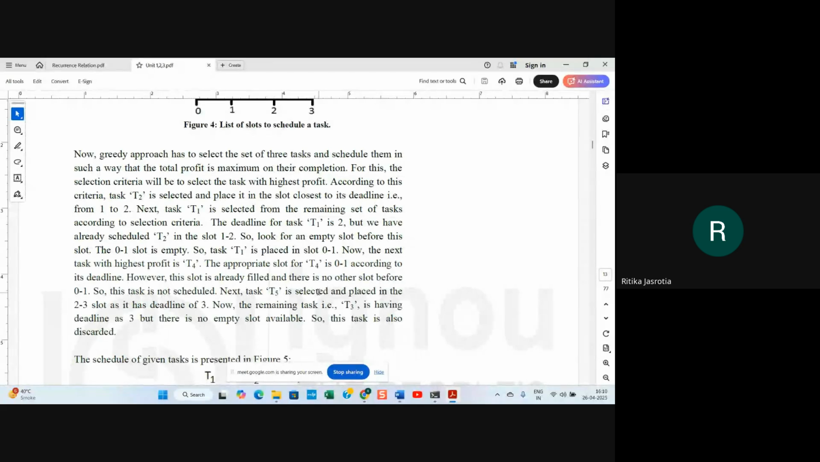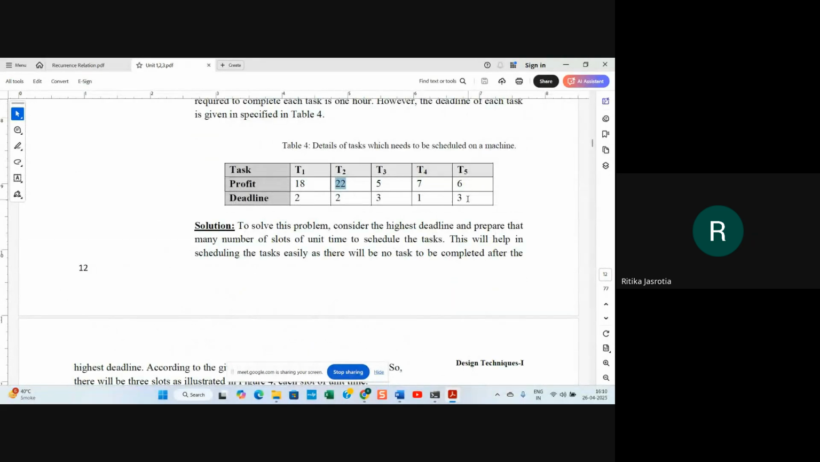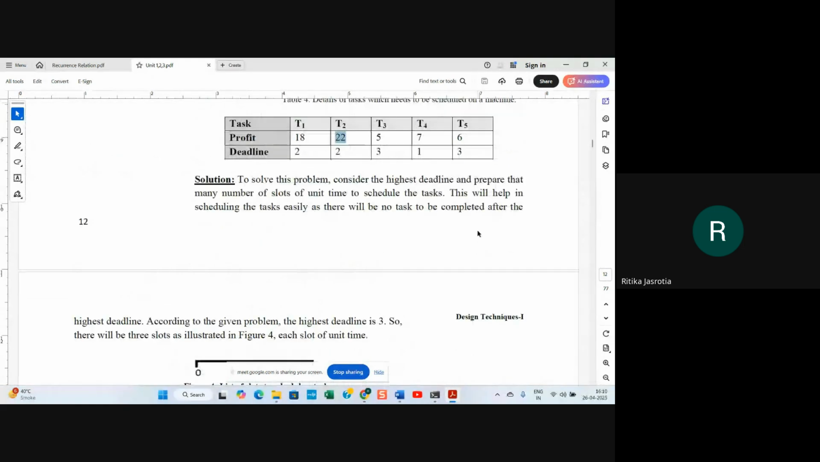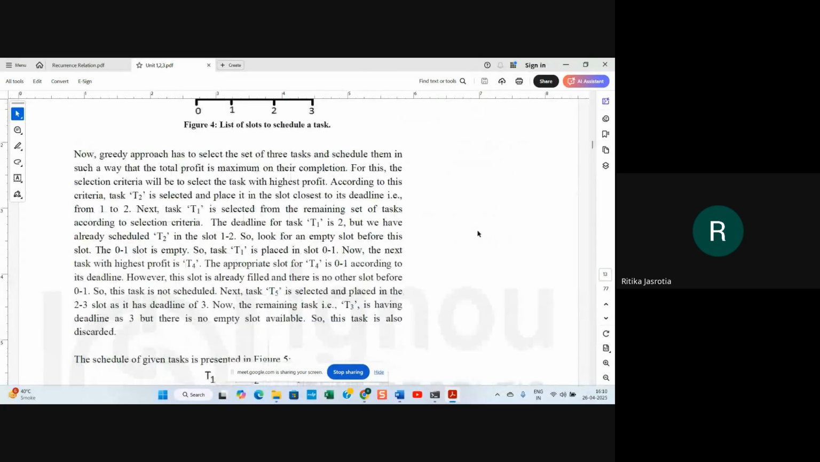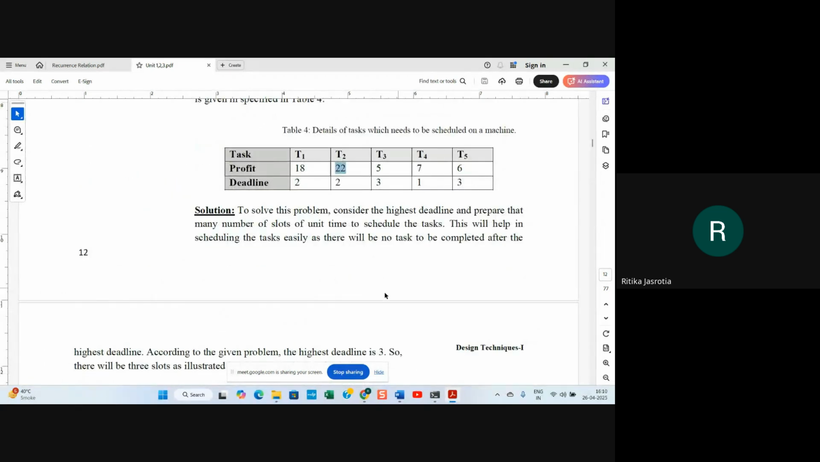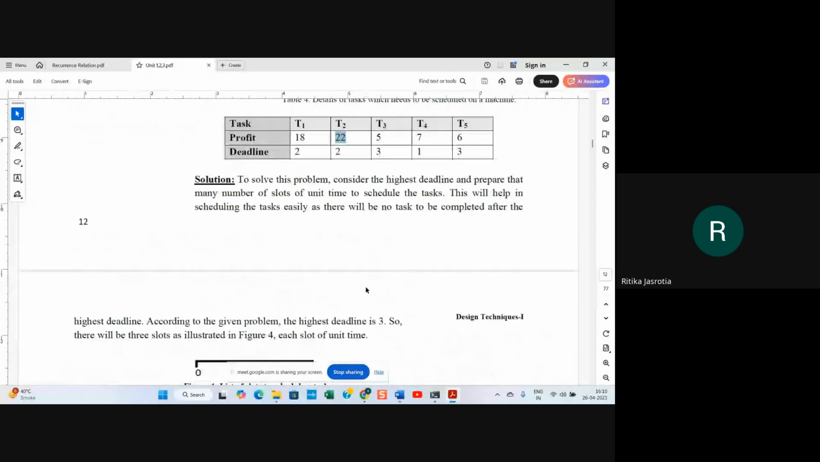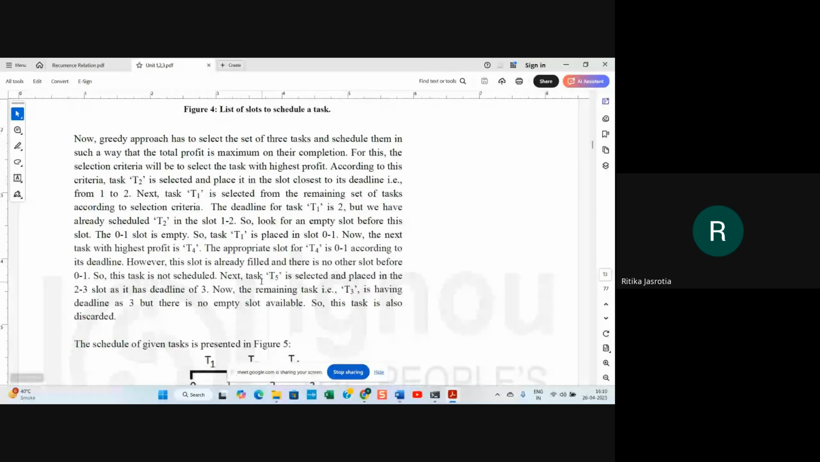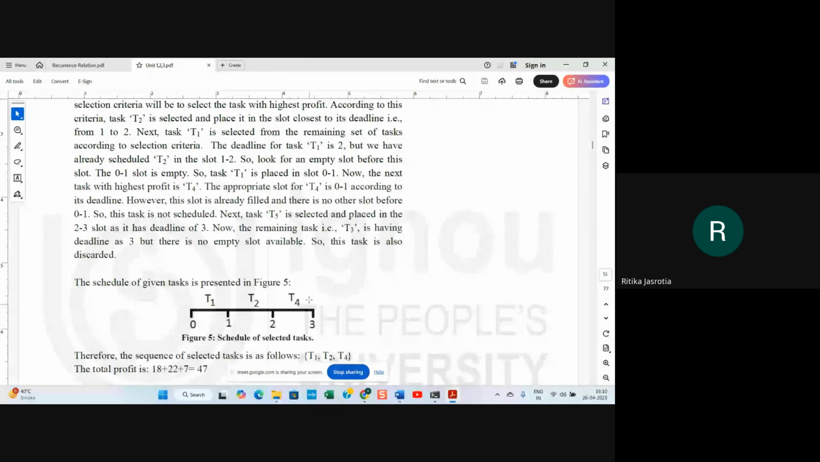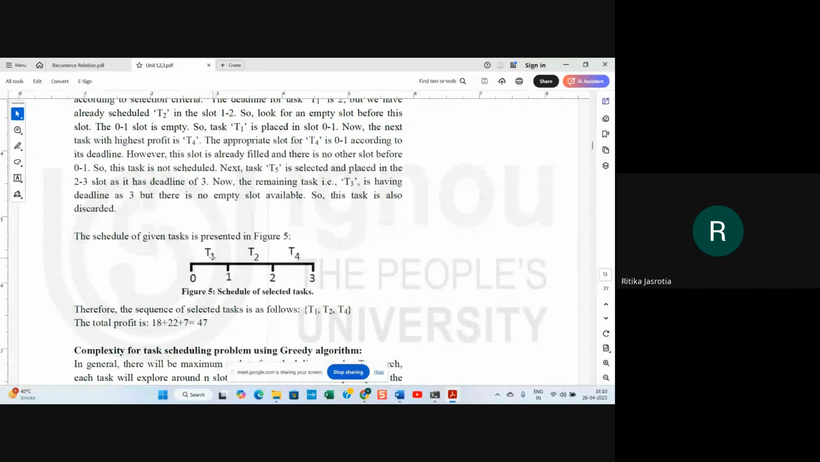Next task T5 is selected. The next task is T5, which is 6, and placed in the slot 2 to 3 as it has deadline of 3. So now the remaining task, that is T3, is having deadline as 3, but there is no empty slot available. So this task is also discarded. So T1 is selected here, T2 is selected here, and then T4 is selected.